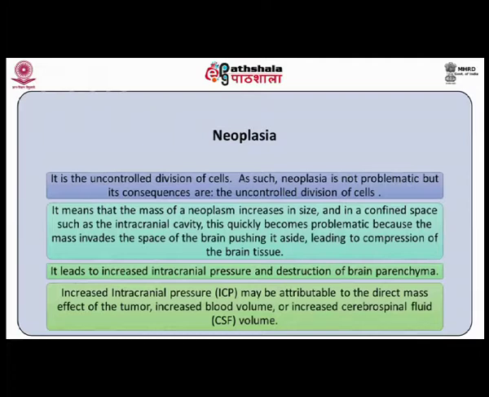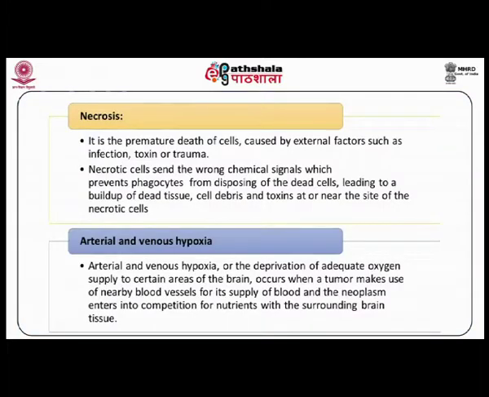Increased intracranial pressure, ICP, may be attributable to the direct mass effect of the tumor, increased blood volume or increased cerebrospinal fluid, CSF, volume. It may in turn have secondary symptoms. Fourth, necrosis. It is the premature death of cells caused by external factors such as infection, toxins or trauma. Necrotic cells send the wrong chemical signals which prevent phagocytes from disposing of the dead cells, leading to a buildup of dead tissues, cell debris and toxins at or near the site of the necrotic cells.